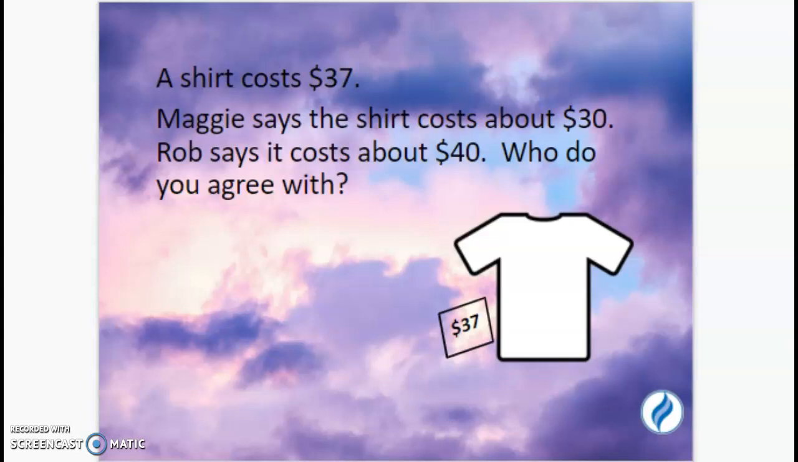But Maggie says this shirt costs about $30. Rob says it costs about $40. Who do you agree with? So in your mind, I want you to be thinking about who you agree with. Do you agree with Maggie that the shirt costs about $30? Or do you agree with Rob that the shirt costs about $40? Okay, hopefully you've got that person's name in mind as we move on through.